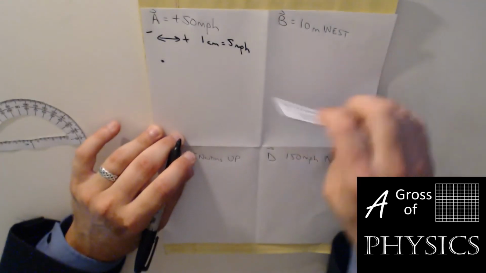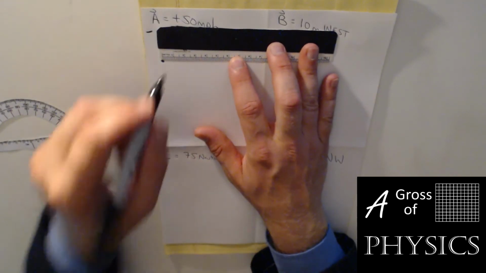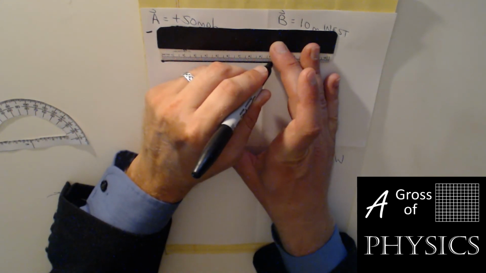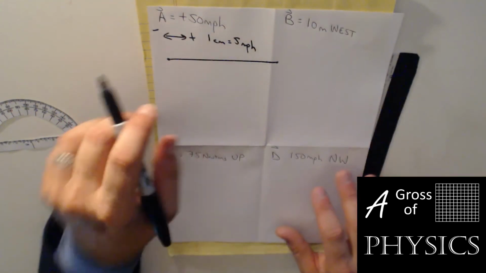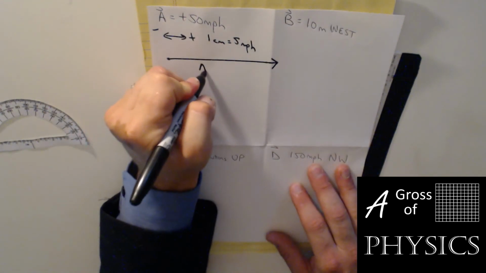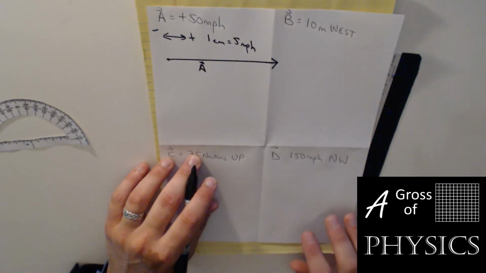In this case, if we're going positive, I'm going to need to draw a 10 centimeter line to the right. So I'm going to take my ruler and draw the line to the right. Oh, and I went over into the other box, but that's not the end of the world. I have A going that way. There would be vector A.